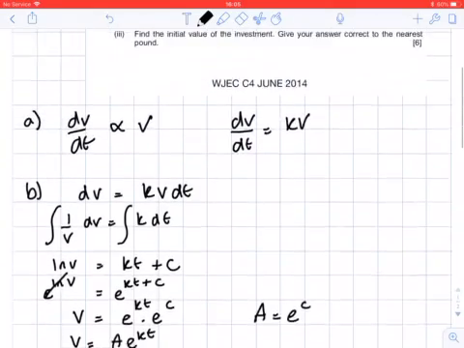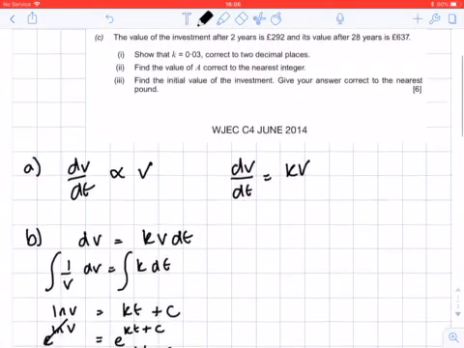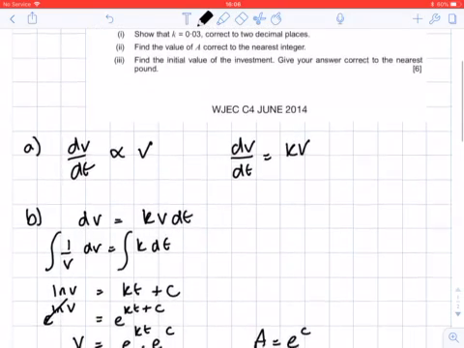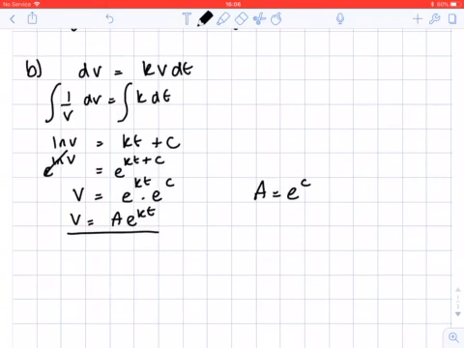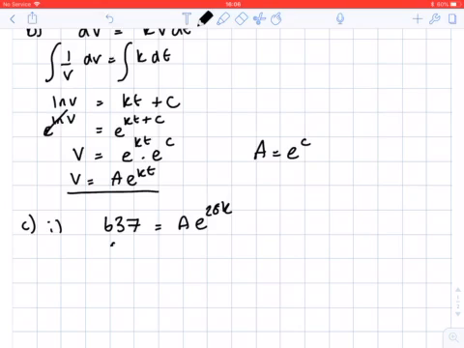Now in part C, we get some additional information. The investment after 2 years is 292 and the value after 28 years is 637. Show that k is equal to 0.03 corrected to 2dp. So for part 1, I'm just going to sub the information into my two equations. The value was 637 after 28 years, so that's a e to the 28k. And it was worth 292 after 2 years.